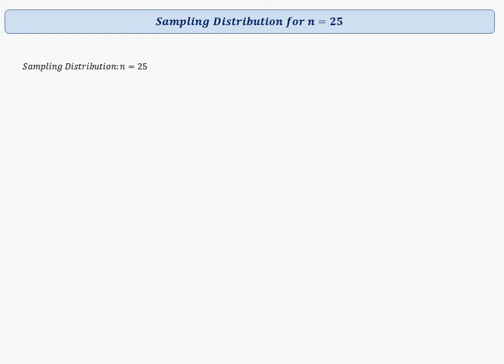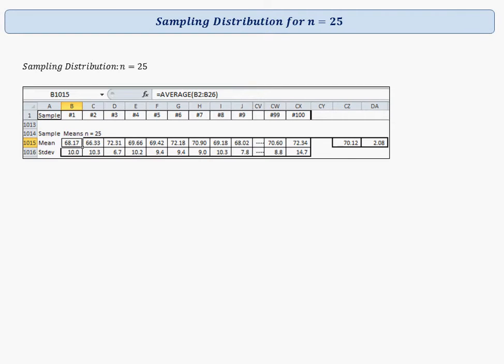Now we're going to look at sample sizes of n equal 25. And here we've generated 100 random samples of size n equal 25. And you can see here the sample means. There's 100 of these going across. The mean of those x bars is 70.12, and the standard deviation is 2.08. That's the standard deviation in those sample means.